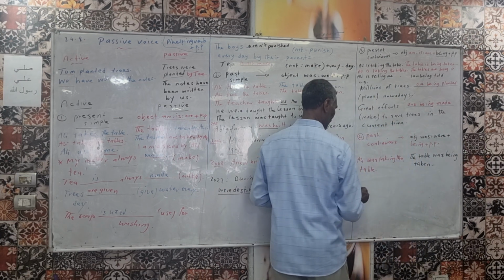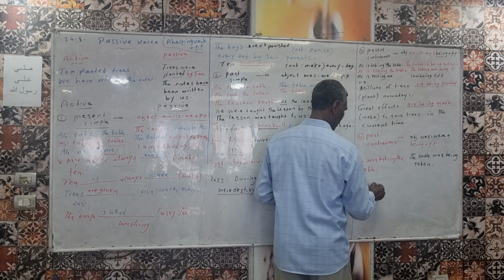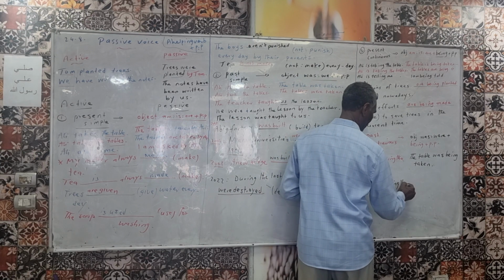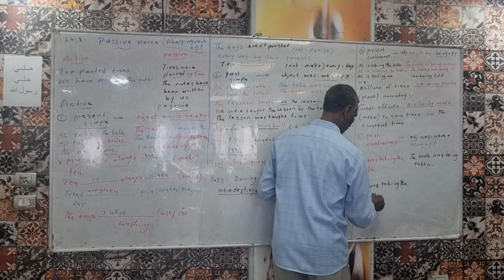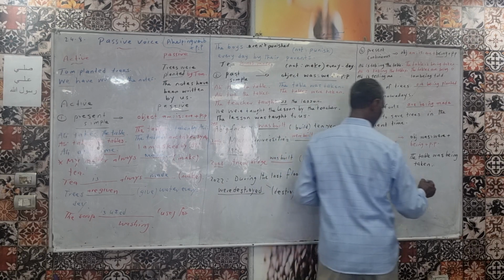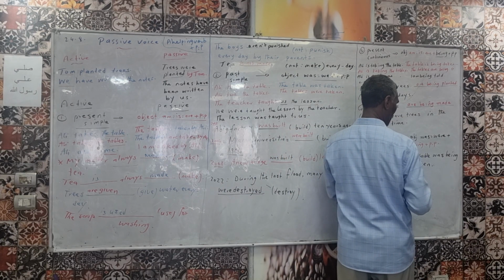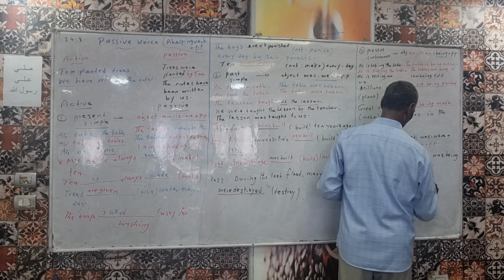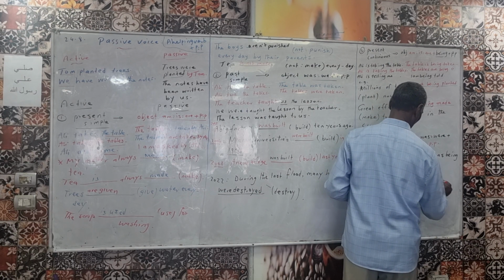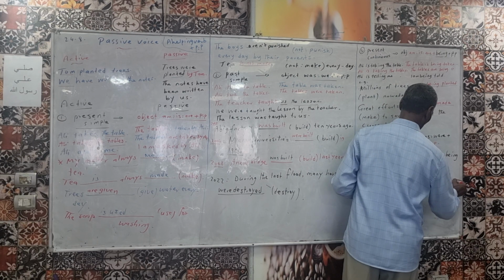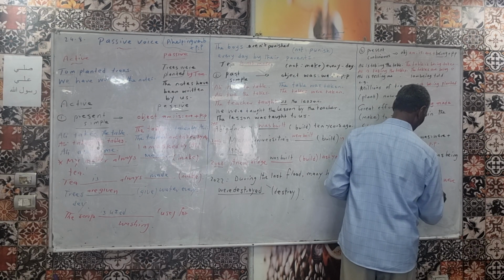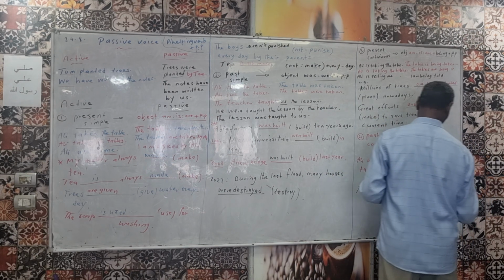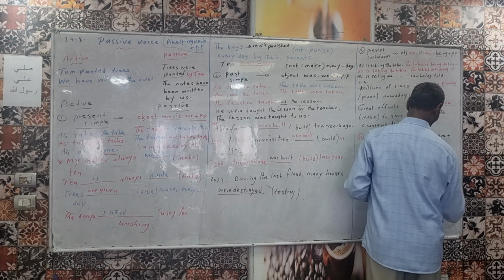So when I say Ali was taking the tables, we say the tables were being taken. The tables what? Were being taken. Were what? Being taken. The tables were being taken by Ali. By منو؟ by.